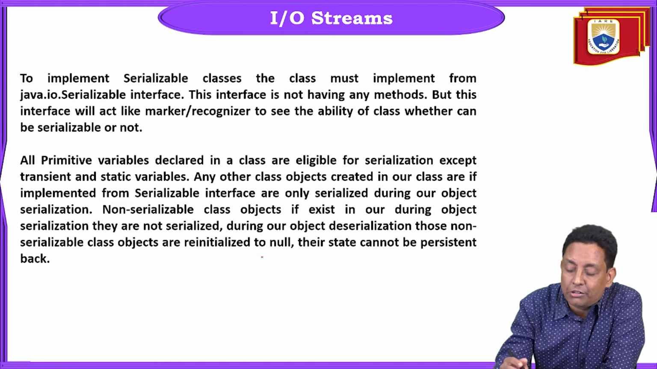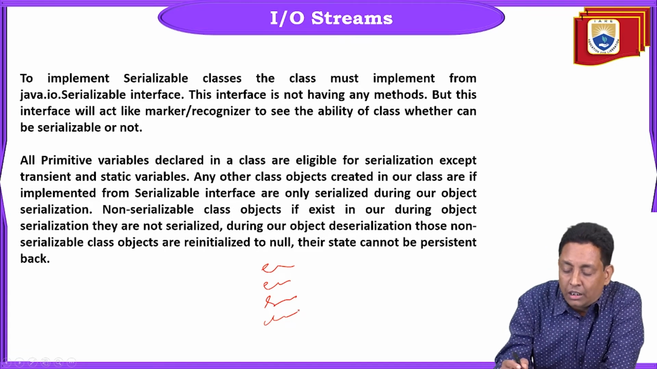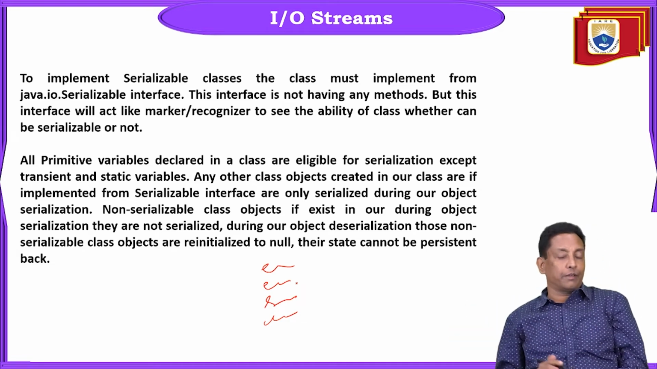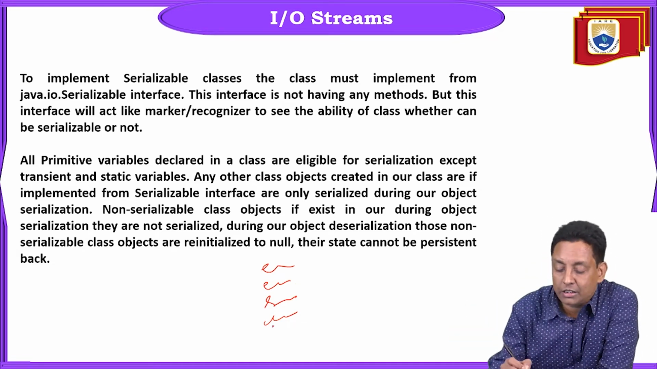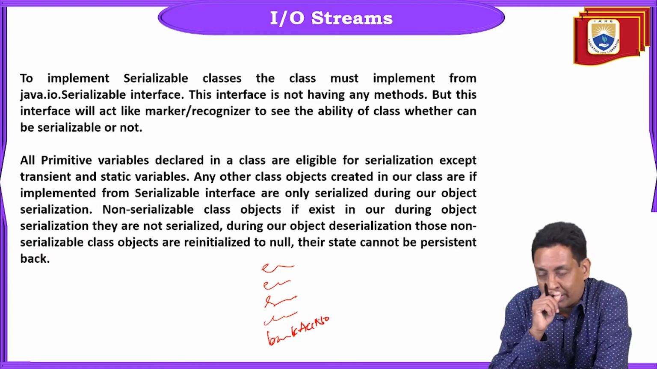In the employee class, you declare employee ID, employee name, salary, designation. While serializing the employee object, employee ID, employee name, salary, designation, everything will be serialized. But in the employee class, we store one variable called bank account number. Bank account number wants to be somewhat confidential.